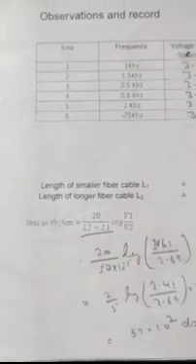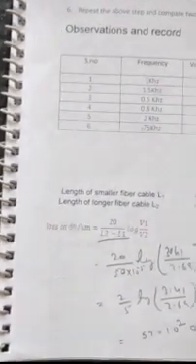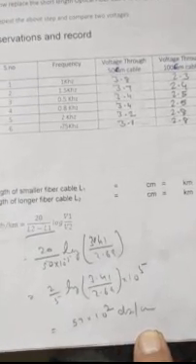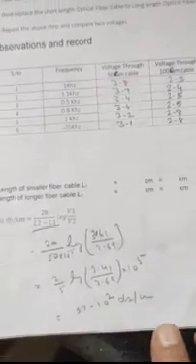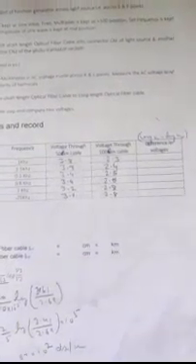Attenuation loss in dB per kilometer is 20 over L2 minus L1 times log of V1 upon V2. Now what are L2 and L1? L2 and L1 are the different lengths of optical fiber cable we are using in this experiment, and V1 is the voltage which you have noted against 50 centimeters of length, and V2 is for 100 centimeters of length.